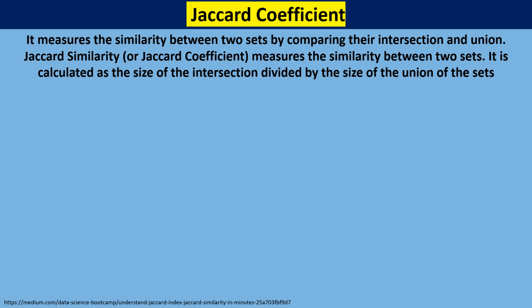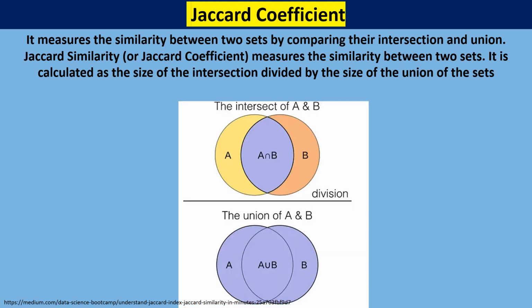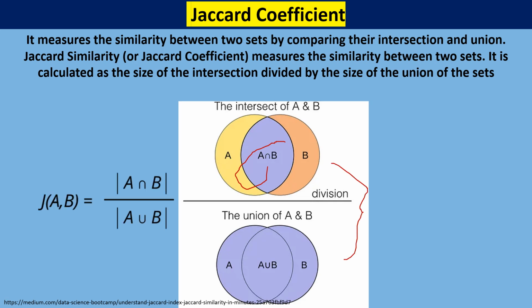Jaccard coefficient measures the similarity between two sets by comparing their intersection and union. Simply, Jaccard similarity measures the similarity between two sets. It is calculated as the size of the intersection divided by the size of the union of the sets. The intersection is the common elements in both, and the union is the total unique elements from both sets. A high Jaccard value indicates greater similarity. This is the formula.